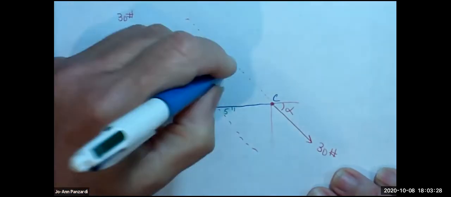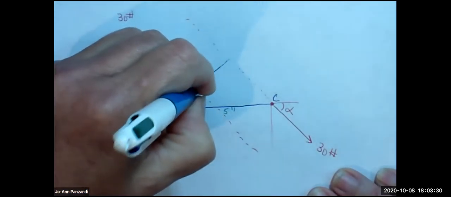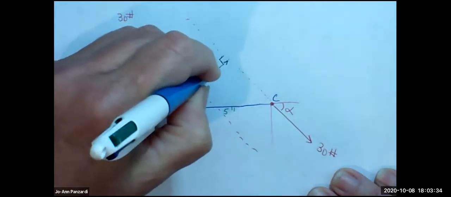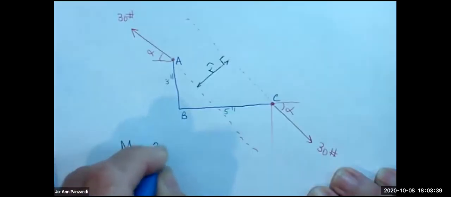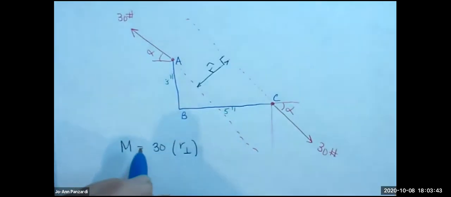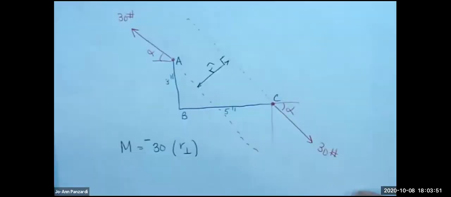So if I had this perpendicular distance here, let's just call it R perpendicular. The moment due to this couple is going to be 30 pounds times whatever that perpendicular distance is. And is it positive or negative, Jason Lee? It's going to be negative. Negative. Okay, but let's say I don't have that perpendicular distance.